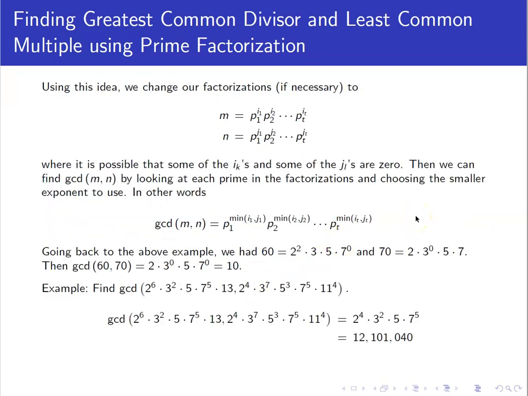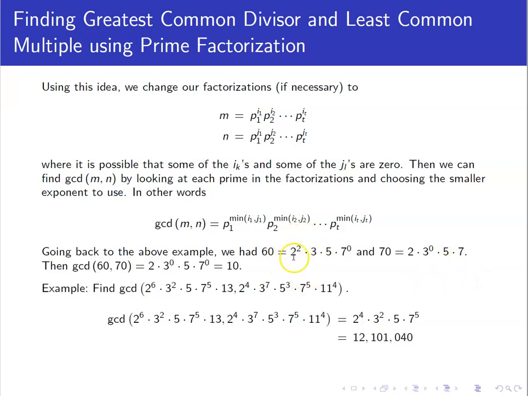All right, so how can we find the greatest common divisor using this new factorization idea? Well, now I can just compare my primes as I go from left to right and pick out the biggest power that's possible that divides both of them. So let's look at the specific example, and then I'll go back to the formula that I have written here. Going back to the example we had before, 60 was 2 squared times 3 times 5 times 7 to the 0. My 70 was 2 times 3 to the 0 times 5 times 7.